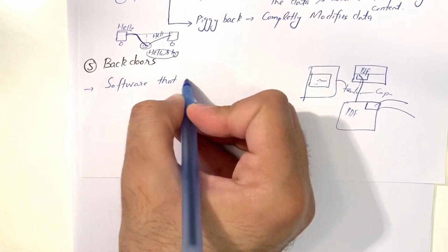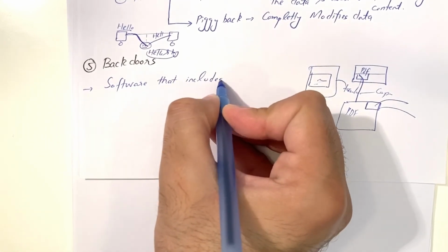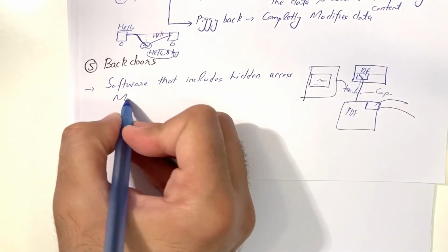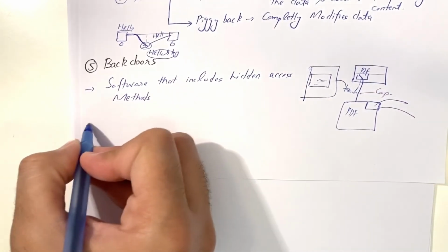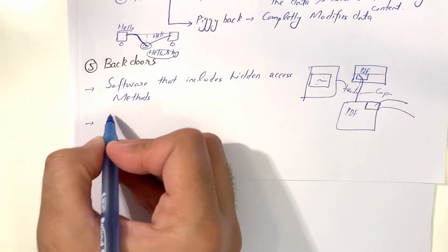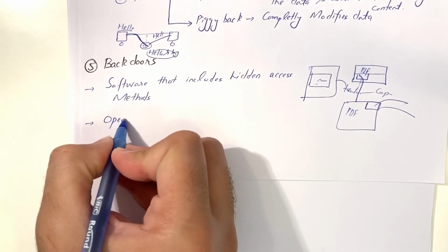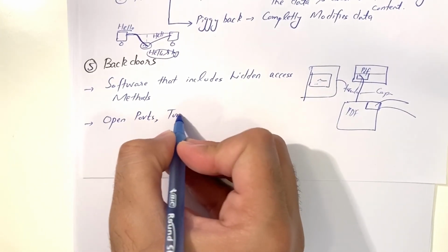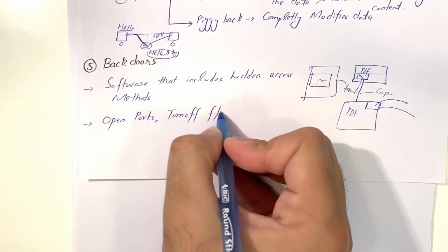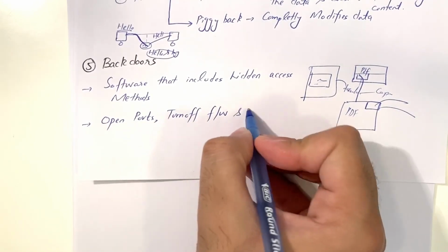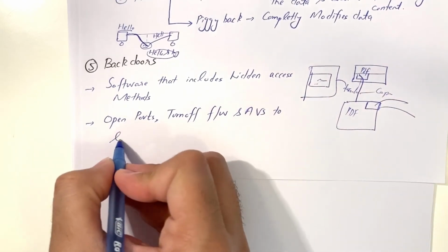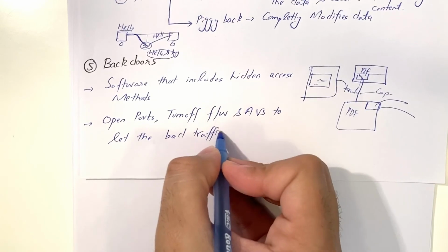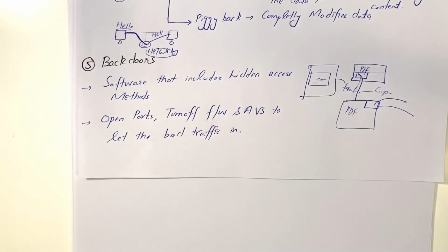So backdoors are basically, simply you can say, software that includes hidden access methods. Okay. So what backdoors do is they usually open unauthorized ports, turn off firewall and antiviruses to let the bad traffic in. So that's basically what the backdoors do.